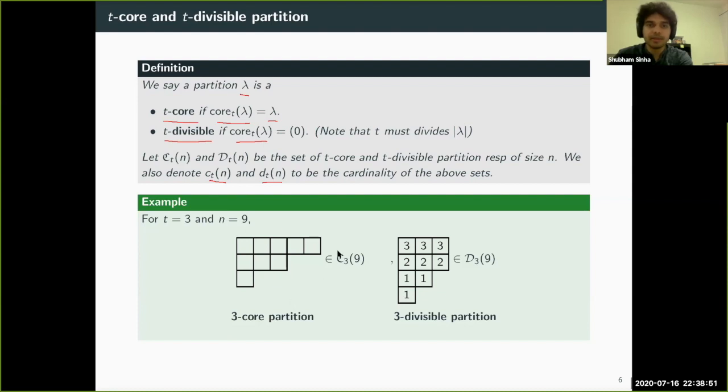Here is an example. The first example is a partition of size 9, which is a 3-core partition. As you can see, there is no rim hook of size 3. And the right hand side is a 3-divisible partition. Here I have shown you the sequence in which you can remove rim hooks to obtain an empty partition. So the 3-core of this partition is precisely empty.